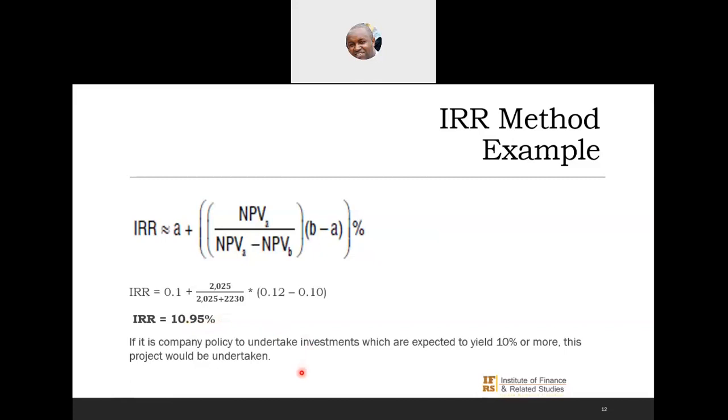How do we make our decision? Since our IRR is greater than the target rate of return of 10%, then this project would be accepted.